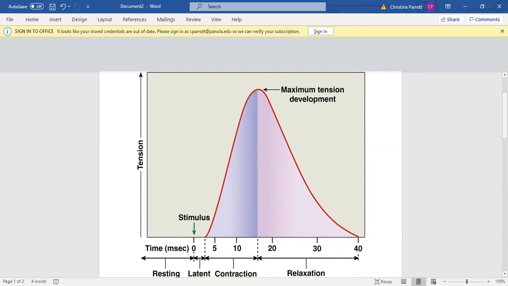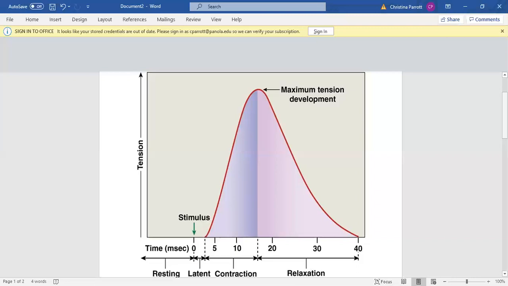Then you'll see that at that green arrow, there's a stimulus, meaning that a nerve cell has sent an action potential from the nerve cell and it's sending it to the muscle cell. Okay, so that's a stimulus. And you'll see the stimulus starts at 0 time milliseconds. So at 0 milliseconds, we have a stimulus.